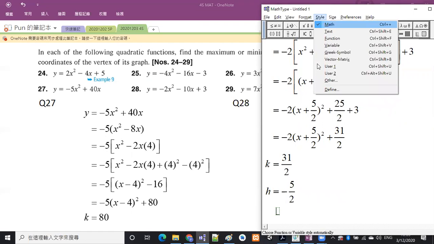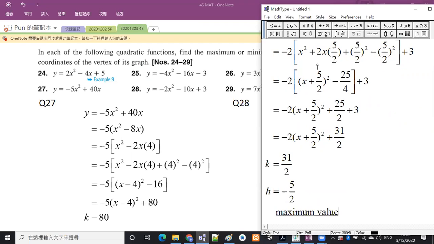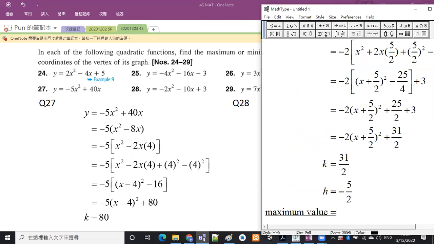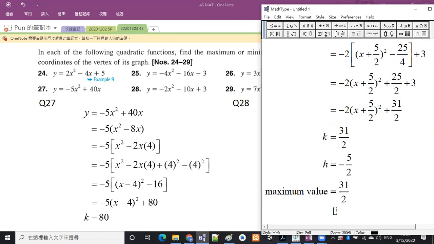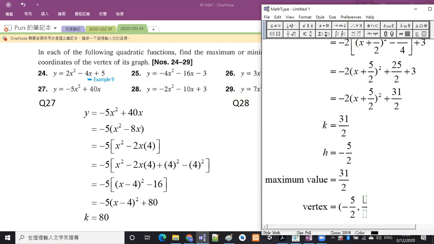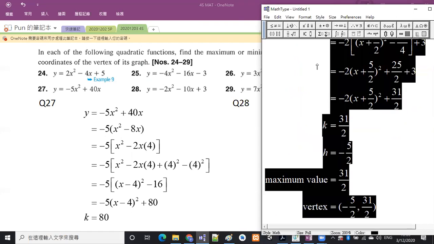Okay, so the maximum value should be equal to the k value, that is 31/2. And then the coordinates of the vertex will be the h and k value, that is -5/2 and 31/2. All right, so that is how we can answer the question like this. So let me copy here.